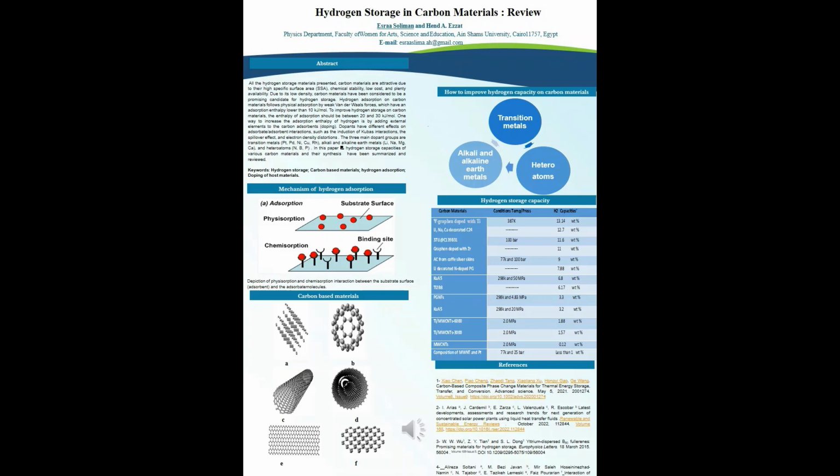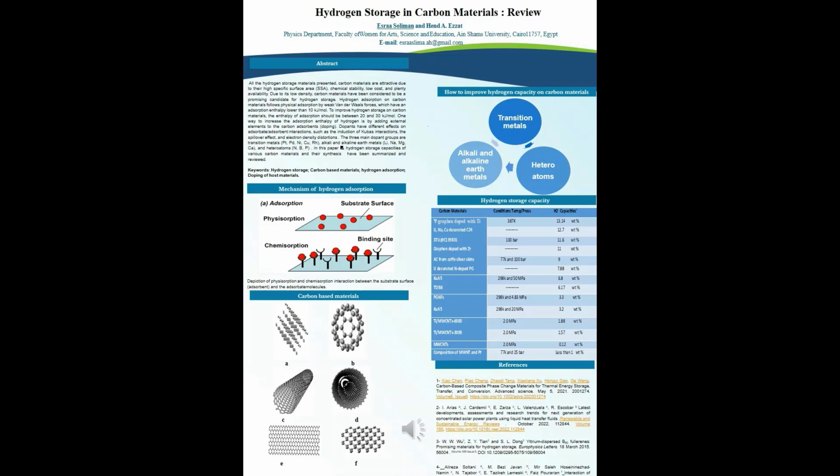In this form, hydrogen can be stored by absorption, like metal hydrides and complex hydrides, or by adsorption, like carbon materials. Among all hydrogen storage materials presented, carbon materials are attractive due to their high specific surface area, chemical stability, low cost, and plentiful availability. Initially, work began with carbon nanotubes and has expanded to include a wide variety of carbon hybrids, carbon structures including graphene and spherical fullerenes.